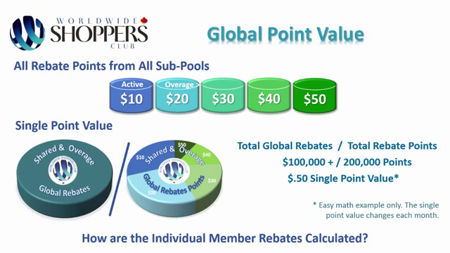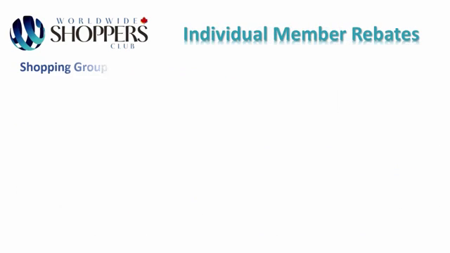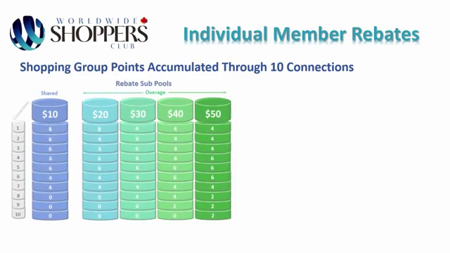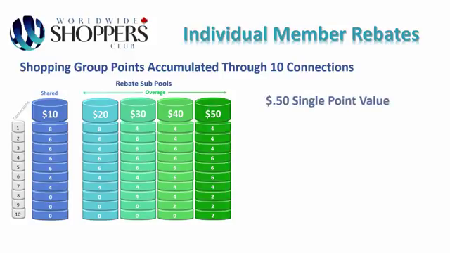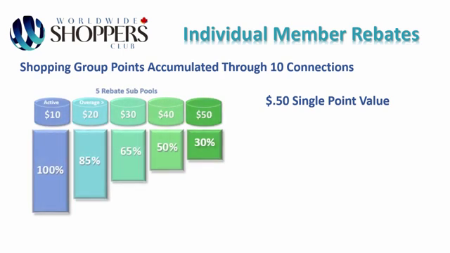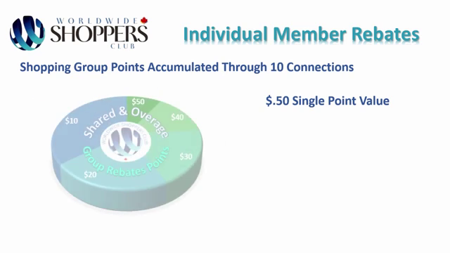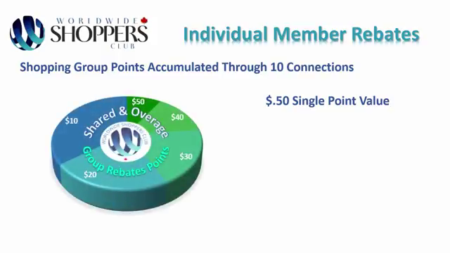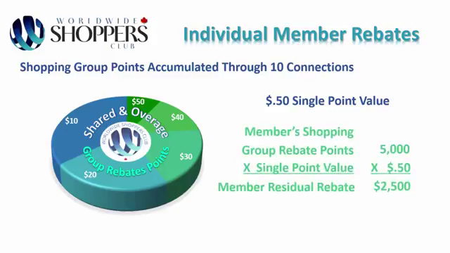Now how are the individual member rebates calculated? The individual shopping group points are accumulated through the 10 connections. Let's suppose that point value was 50 cents. Here's the ratio of the subpools of this particular group, the one we've been using all along, and this graphical representation shows the shared and overage group rebate points. We take the member's group rebate points, and let's suppose that's 5,000. We multiply that by the single point value at 50 cents. So this member's residual rebate would be $2,500 for that particular month.